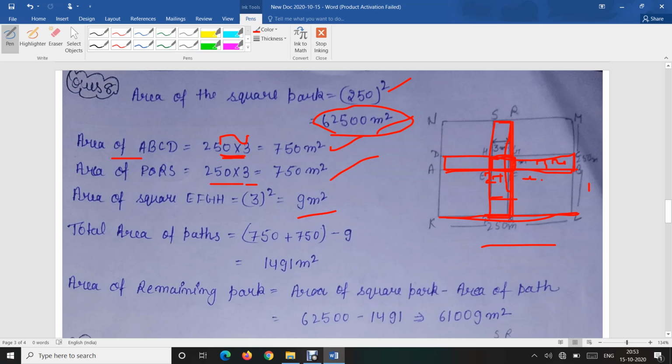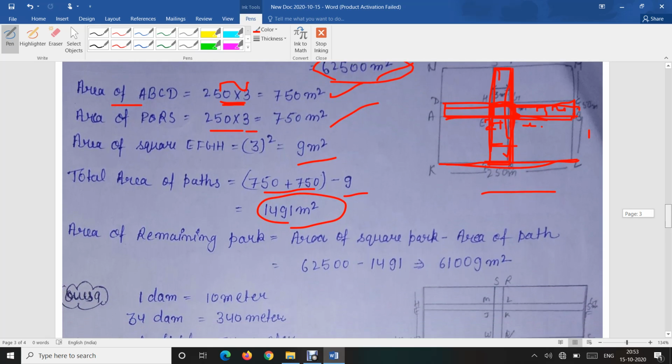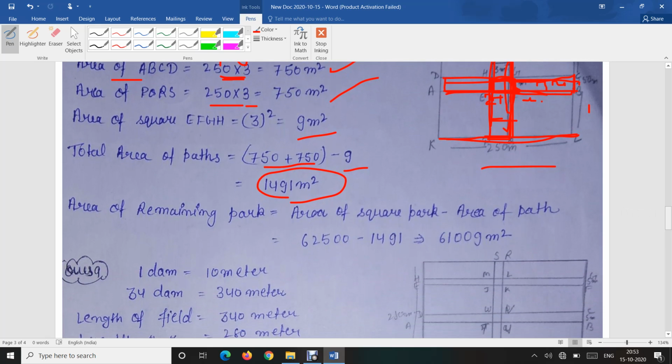Now you can find out the total area of the path. I already told you that first of all you have to add these two areas, and after that you have to subtract this small area of the square. In this way you will find the area of the actual path. So 750 plus 750 minus 9 gives 1491 meter square. So the area of the total path is 1491 meter square.